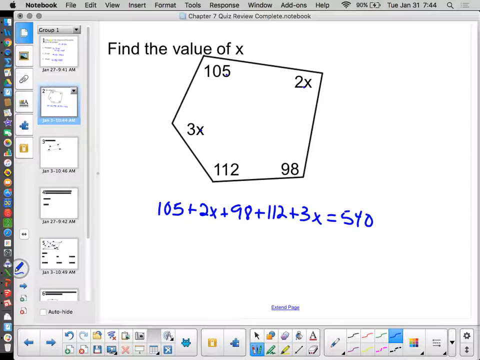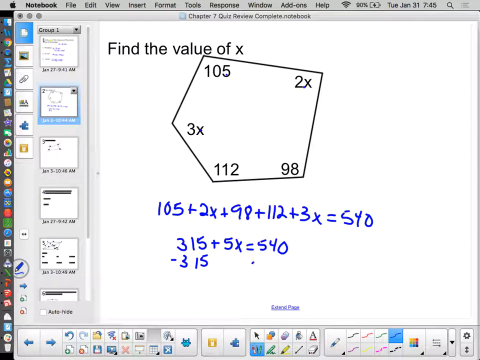And I want you to notice something about how I set this up when I'm doing it on the review here, because this helps you set it up on the test and make fewer mistakes. I didn't try to add all the angles up first in my head and get a sum. I just wrote out the whole thing. So I know exactly what I'm doing. And then I can start combining like terms. Okay? 98 and 112, that's going to go together. That's 120, 210, 315. Plus 2x and 3x is 5x equals 540.